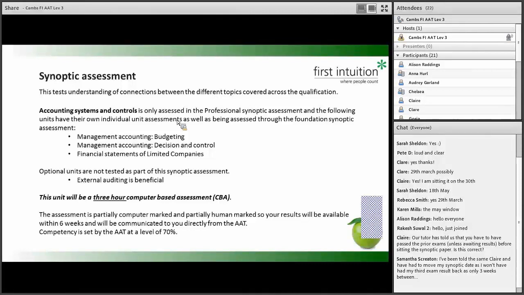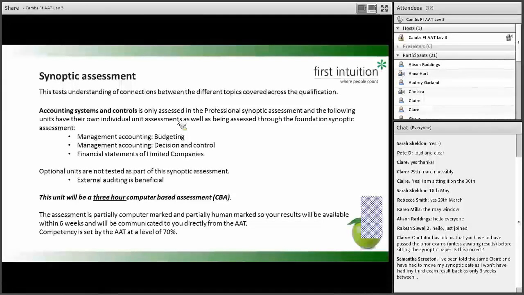So the Synoptic assessment is a 3-hour computer-based assessment. It's delivered through Secure Assess, so through the same platform as you will have sat all of your other assessments. You will start with the introduction. Lots of information is given to you right at the start of the assessment, which you must make sure that you read. It will give you instructions as to the information that will be available to you in pop-up windows, plus the timings and stuff like that.